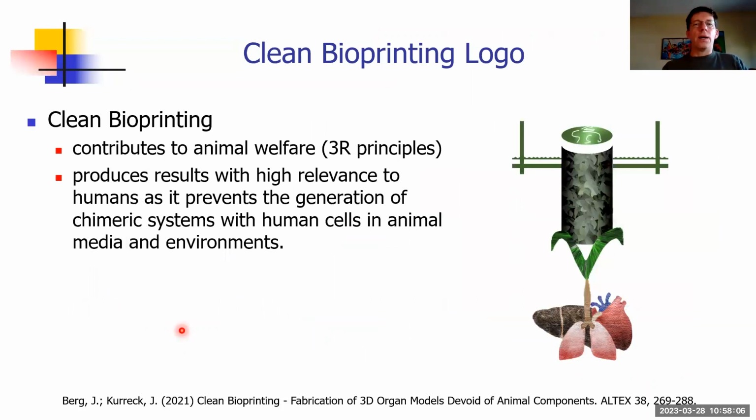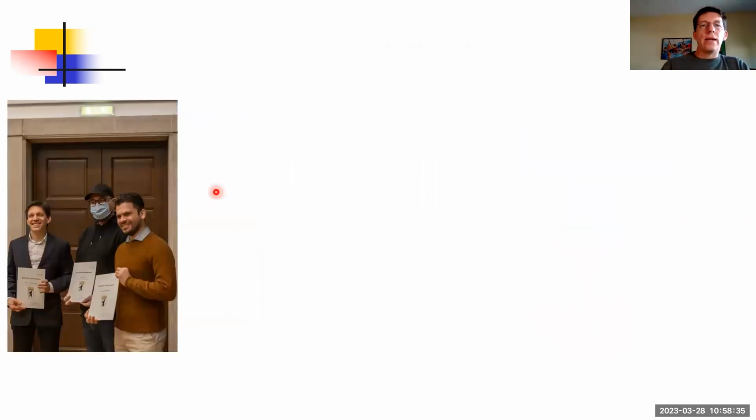So we propose to call these bioprinting approaches without animal components clean bioprinting, which is an analogy to clean meat. And we think that this not only contributes to animal welfare, but also to a human model that only consists of human components, and we don't want to place our human cells into animal microenvironment again.